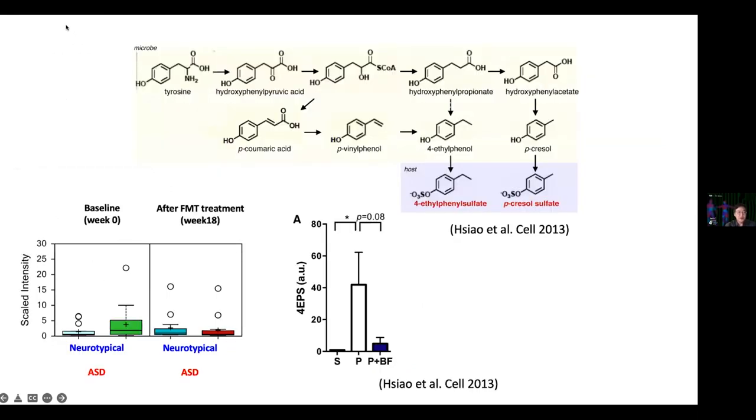This p-cresol sulfate is very similar in chemical structure to 4-ethylphenyl sulfate. And this 4-ethylphenyl sulfate level was greatly reduced in an animal study when they treated the autism symptoms in mice. So p-cresol sulfate could be one of the chemicals or metabolites that we have to focus on.